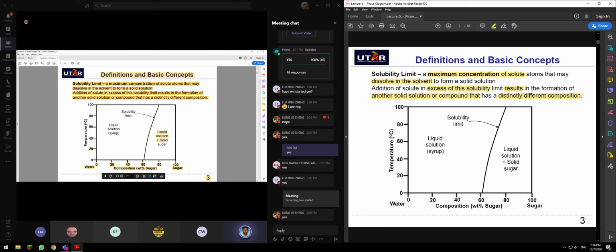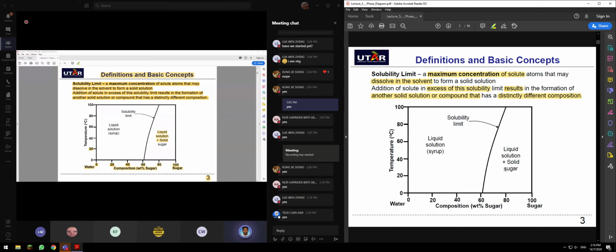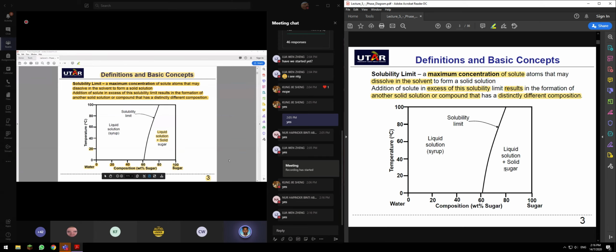Can you understand until now, guys? This is the basic. Can you understand? Okay, so the simple ones. All right, good.